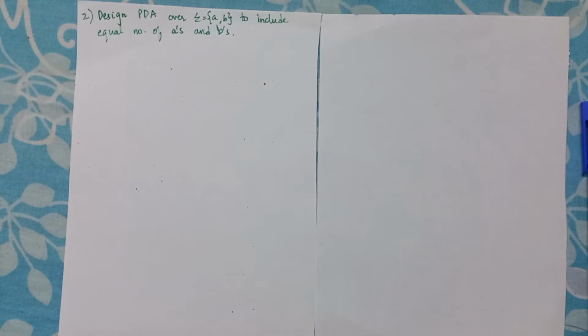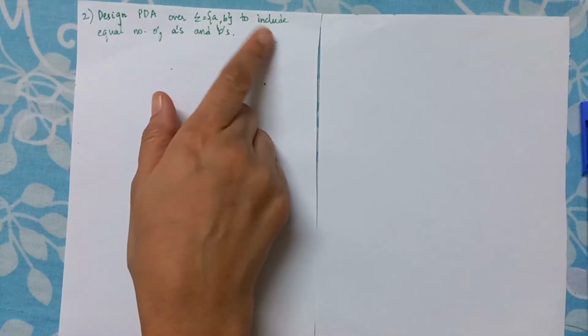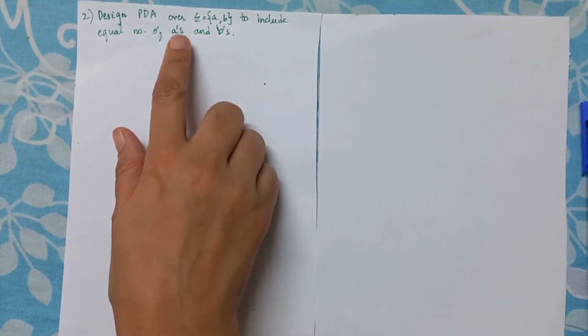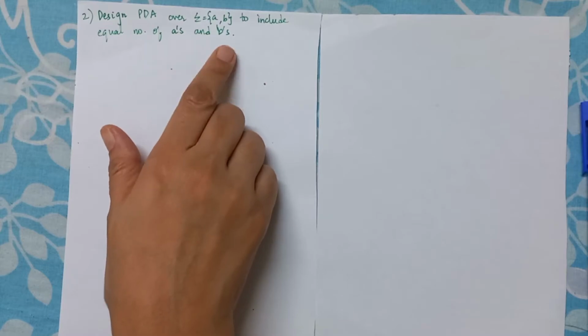Okay, so the example that we are going to discuss now is: design a PDA for input symbols a, b to include an equal number of a's and b's. So now with the help of a stack, how can I check that the number of a's and the number of b's are the same?